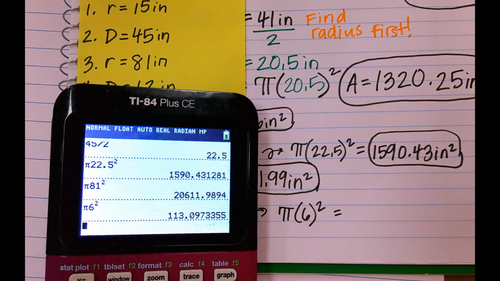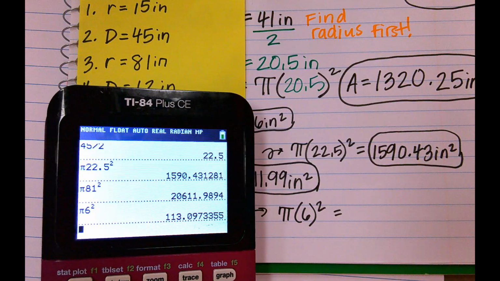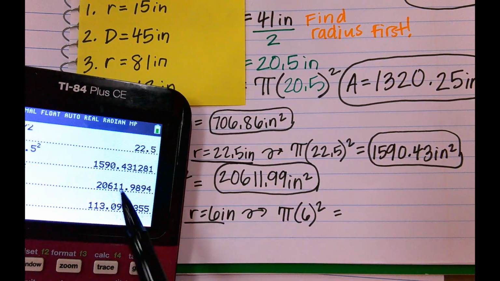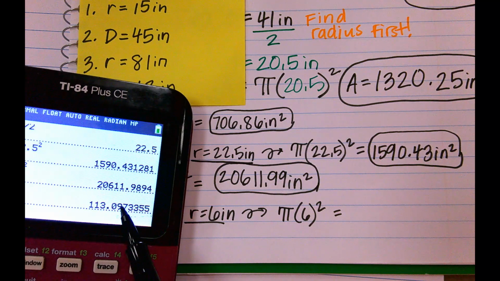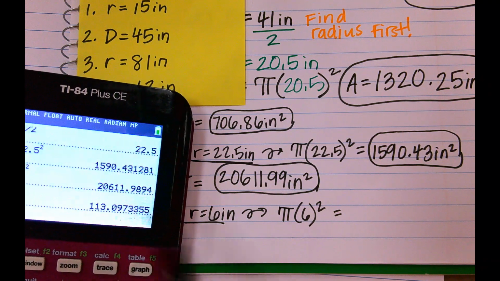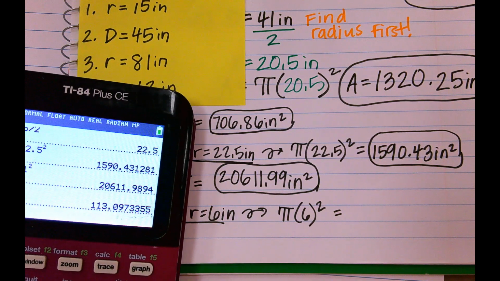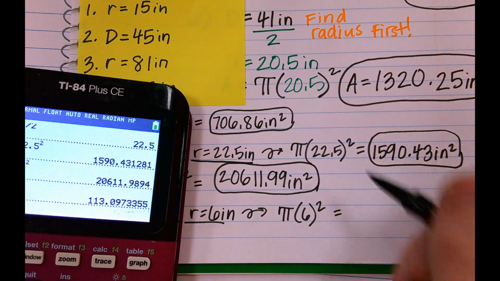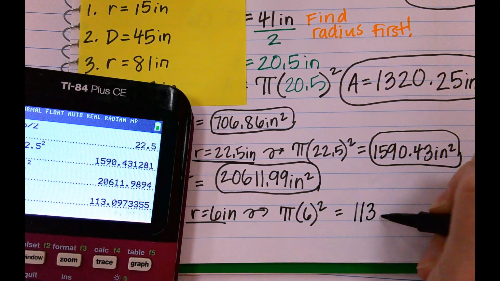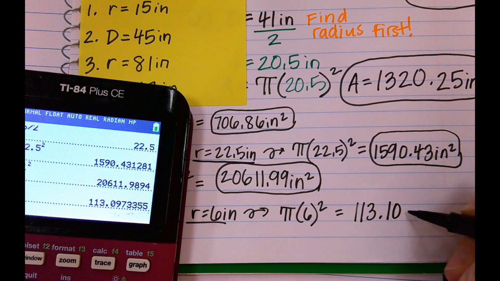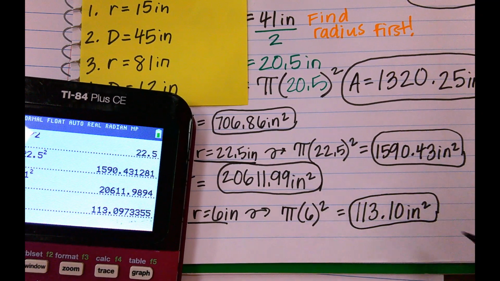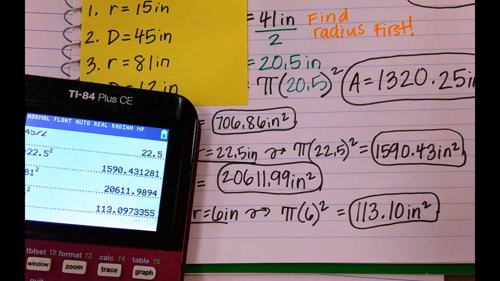113.09733355 inches squared. It's always tricky when you have a 9 that needs to be rounded up. Because technically this would turn into 10. So if you want, you could keep it as 0.09. If you round up, it would be 113.10 inches squared. If you put 0.09, I will not count it wrong. I'll take that.